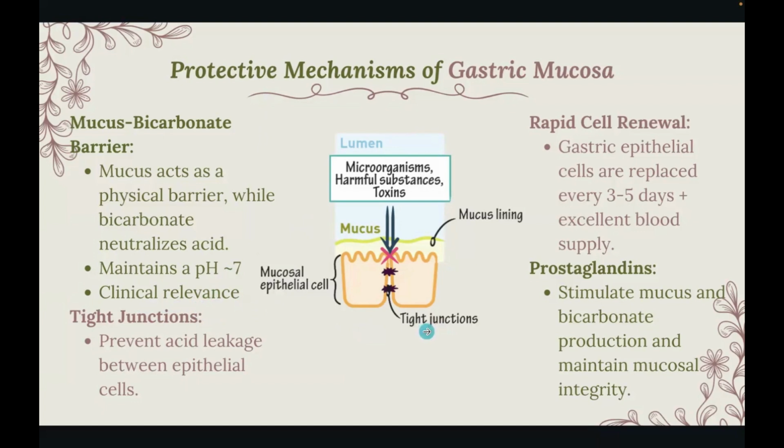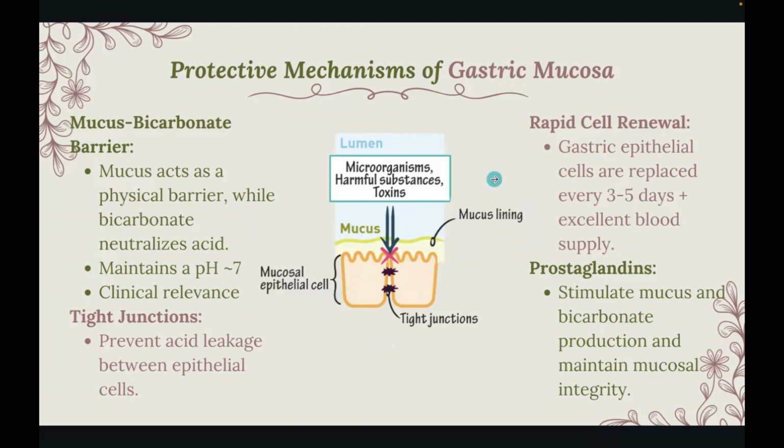Tight junctions, you guys have taken it from before, in foundation and throughout the blocks, but they're just junctions between cells, okay? And when you have these junctions very tight with each other, this prevents the acid from leaking in between the cells of the gastric epithelium. So it just maintains the acid in the stomach and doesn't allow the acid to seep in between the cells and damage them individually.